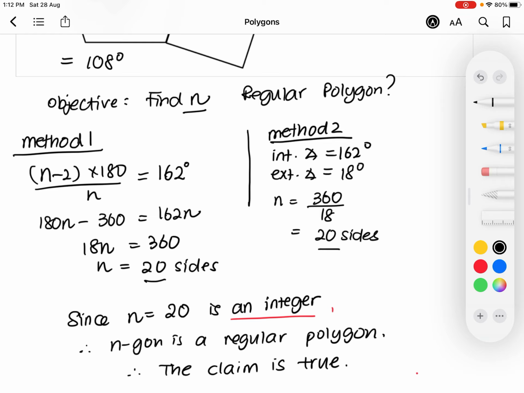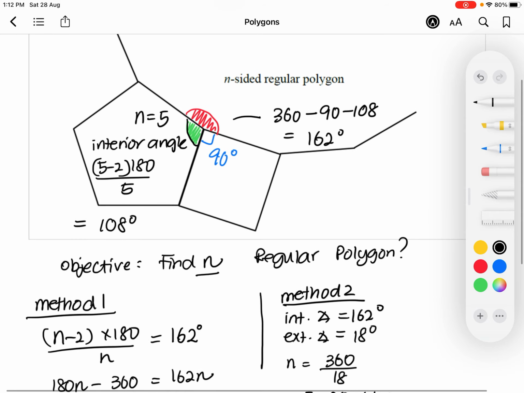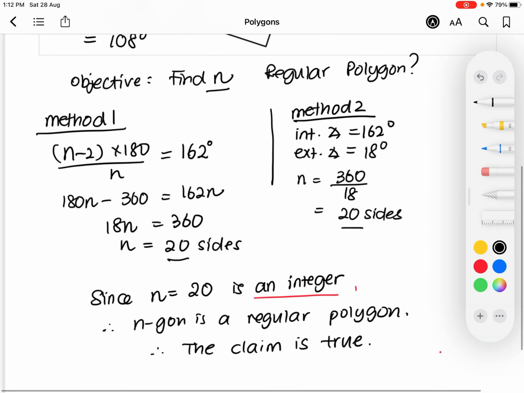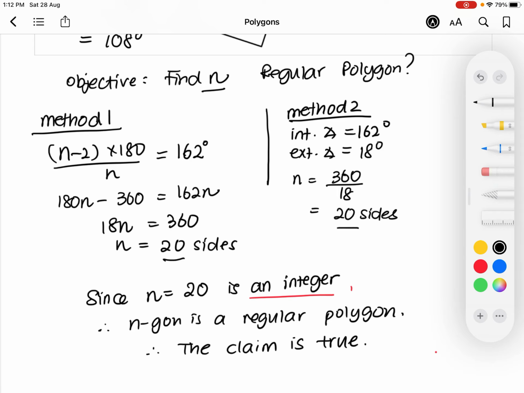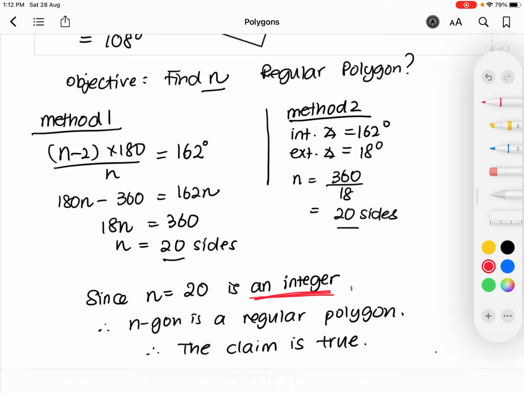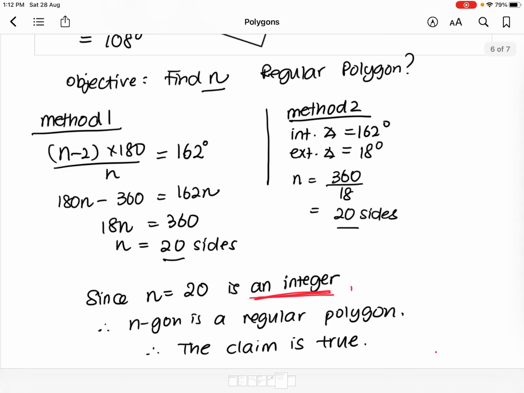Alright, have you gotten the answer? So things to take note. Number one, using whatever information is given to you, find the interior angle or the exterior angle if you can, and use it to find the number of sides. Then we determine whether it is really a regular polygon. If it's a regular polygon, the number of sides will be an integer. If it's not, the number of sides n that you have found will not be an integer value.